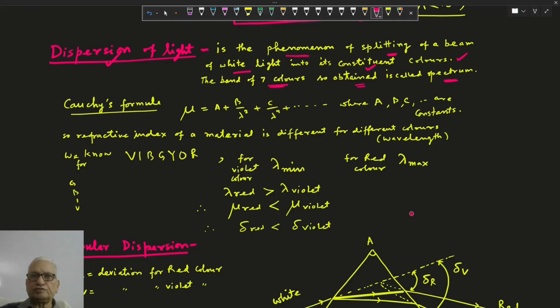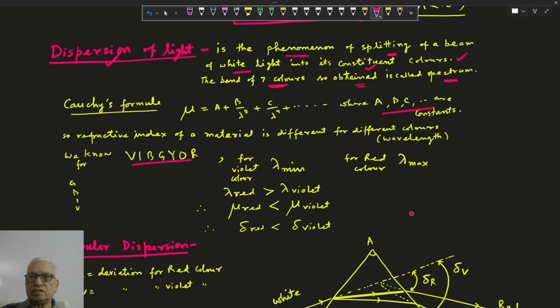Here we know the Cauchy formula: mu, the refractive index of the medium, is given by A plus B upon lambda square plus C upon lambda 4, where A, B, C are constants and lambda is the wavelength. So the refractive index mu depends on wavelength.